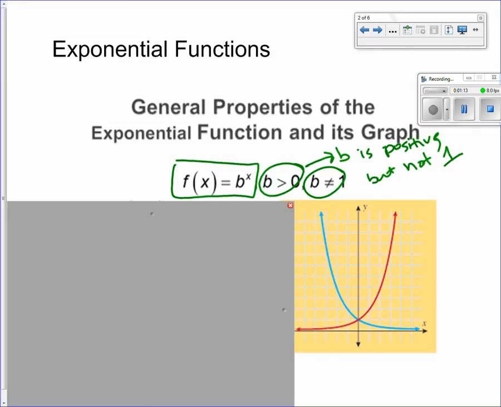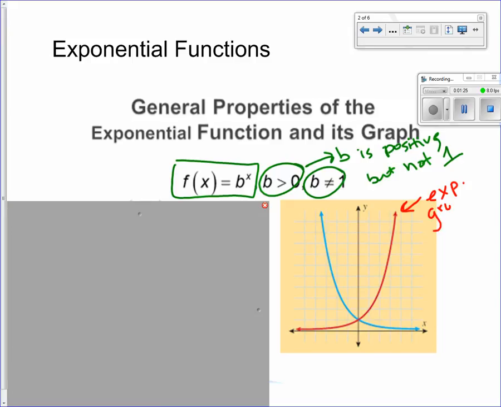And over here is a quick sketch. Here are two exponential functions, one in red and one in blue. You'll see that the red one is increasing. We call it exponential growth, abbreviating exponential. And then the blue one is decreasing. We call that one decay.